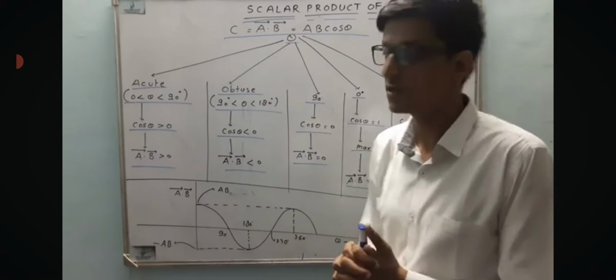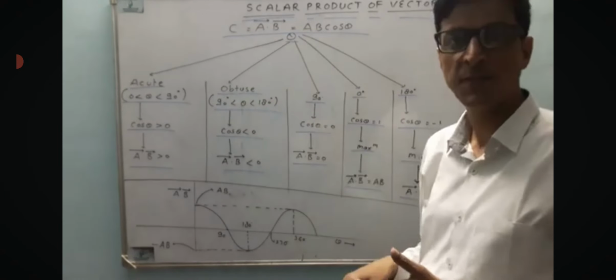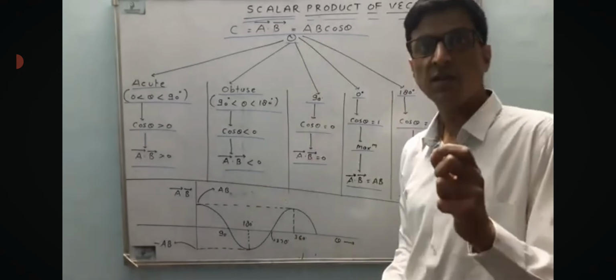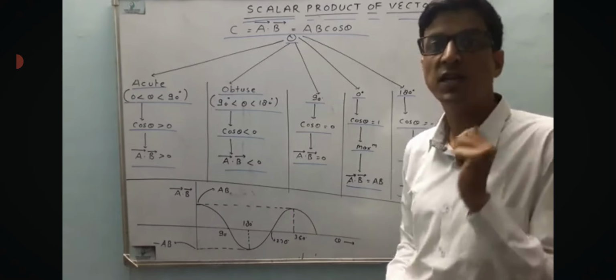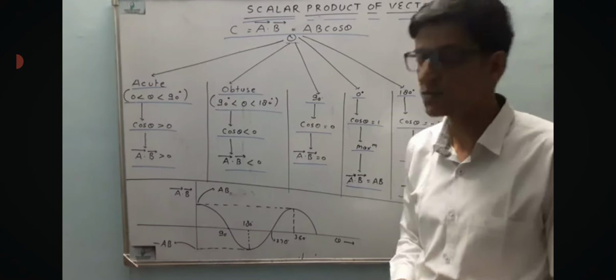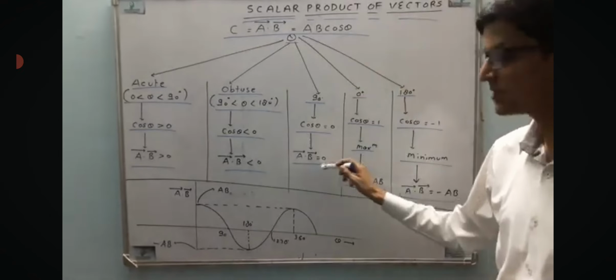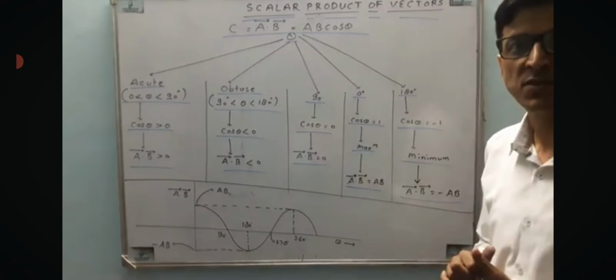The next case is if theta is obtuse, that is, it lies between 90 and 180, then cos theta will be negative, then A dot B will be negative. That means if the dot product is negative, the angle between the vectors is obtuse. Third case, if theta is 90, cos theta will be 0. That means A dot B will be 0. So if the dot product of two vectors is 0, they are perpendicular.